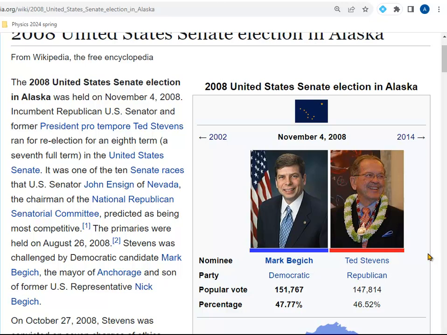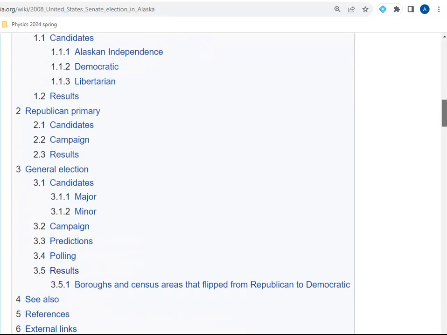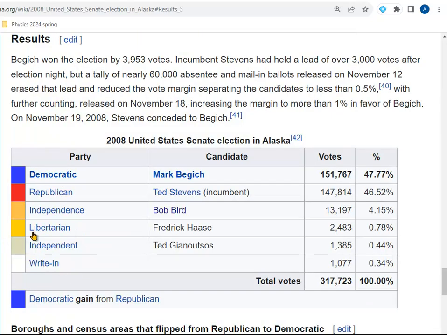47.77%. Apparently there was at least one third-party candidate in here that took away enough votes from either candidate so that they would have less than 50%. In fact, there was Bob Burt here, with 4.15%. So if he hadn't been there, then Mark Begich or Ted Stevens would have gotten perhaps more than 50%. In any case, it wasn't even necessary. 47.77%, first past the post, plurality won. And that's actually it on this first segment.